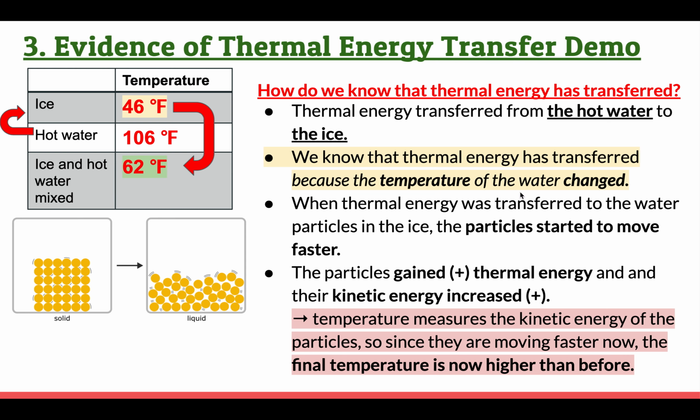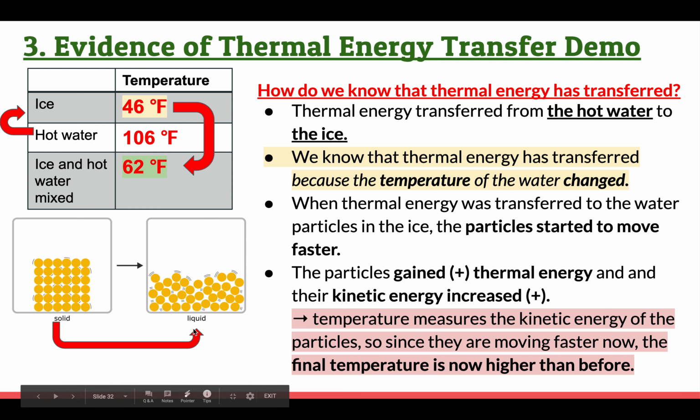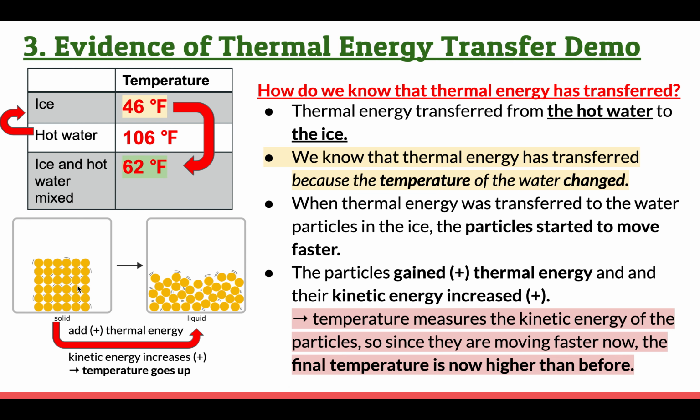When thermal energy was transferred to the water particles in the ice, the particles started to move faster. So the particles gained thermal energy and their kinetic energy increased. So now they're moving around faster. The water molecules in the ice, they're moving around a little bit faster. So temperature measures the kinetic energy of the particles. So since they are moving faster now, the final temperature is now higher than before.